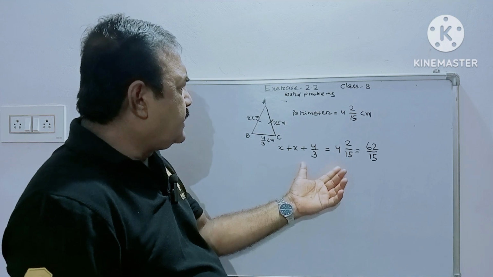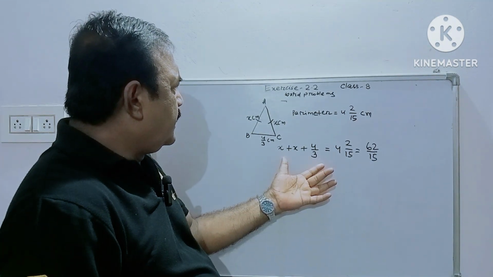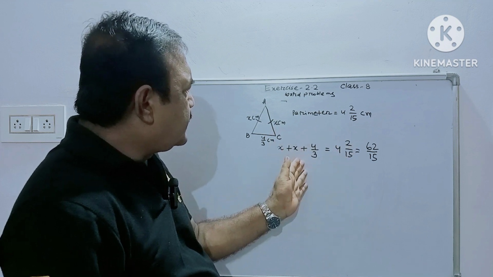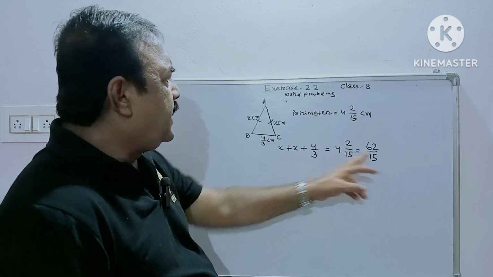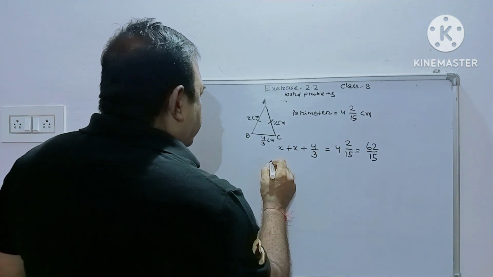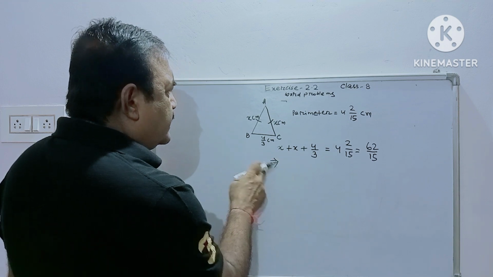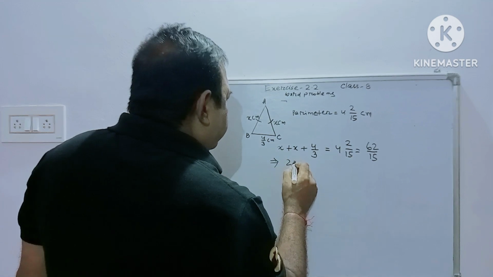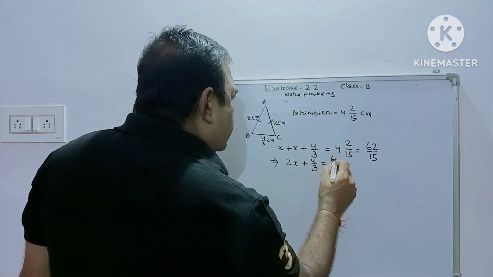It is not necessary to mention the unit, because from both the left hand side and the right hand side we have cancelled the units, same units. So just write like this. That implies, you may give the symbol of implies, 2x plus 4 upon 3 is equal to 62 upon 15.